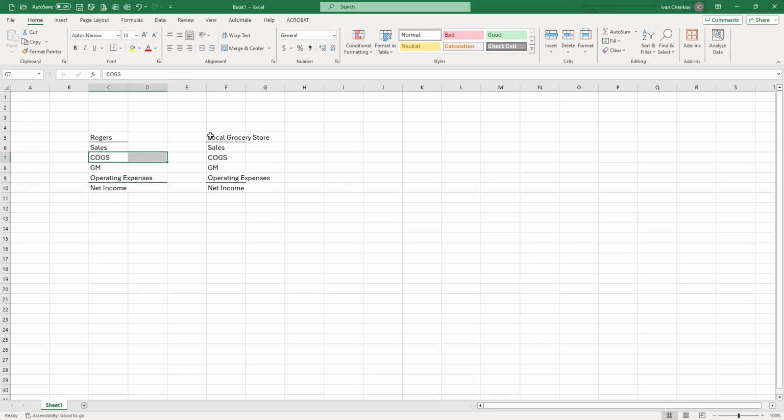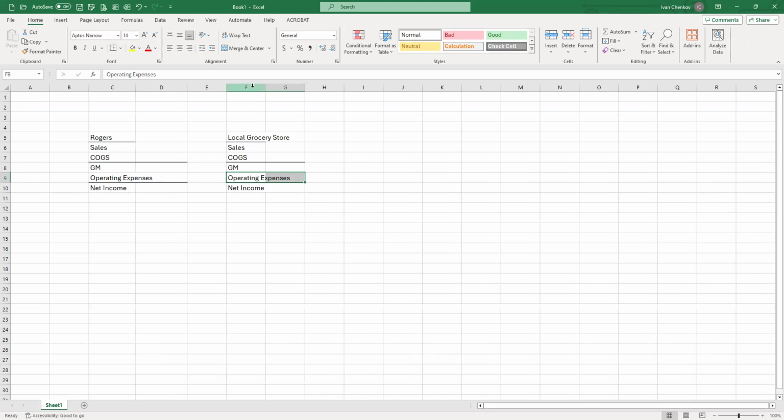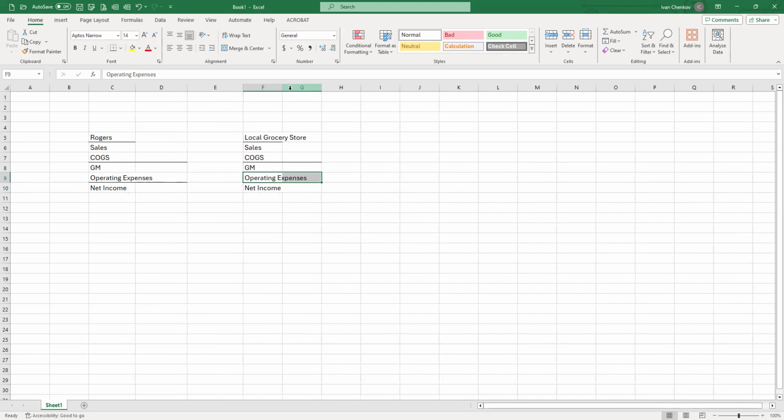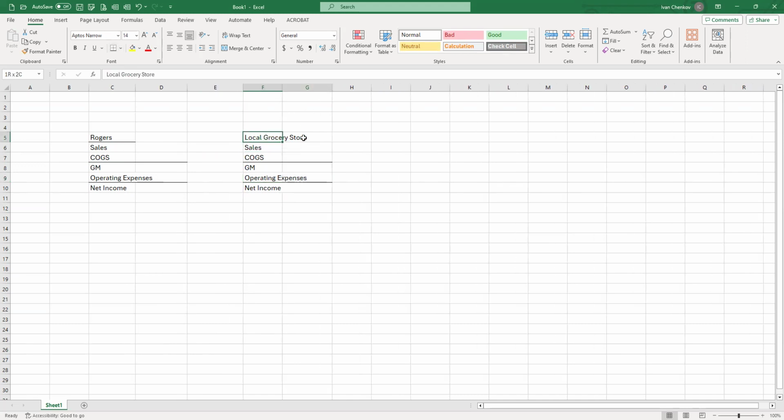So now we have to deal with those two companies. What we have to do is we have two managers, the manager of Rogers and the manager of the grocery store. We're trying to figure out which manager is doing a better job. Who is the better manager?